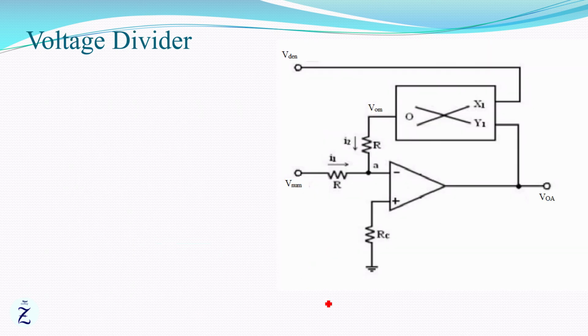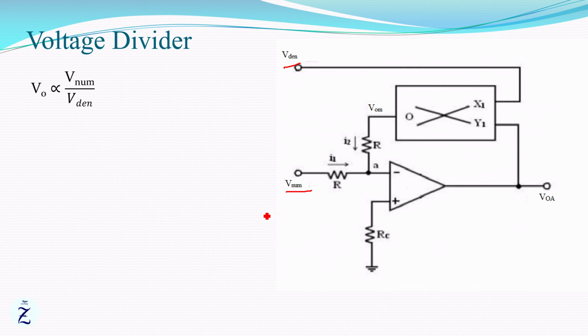Next is voltage divider and square rooter. This is the circuit for using AD633 as a voltage divider as well as a square rooter. First, we will see the voltage divider. We have a numerator, V numerator, and V denominator, and we expect an output proportional to V numerator divided by V denominator.